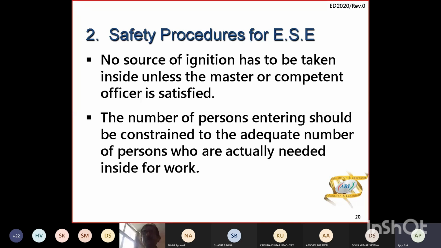No source of ignition has to be taken inside unless the master or competent officer is satisfied. The number of persons entering should be constrained to an adequate number who actually are needed inside for work. Extra persons should not enter there.